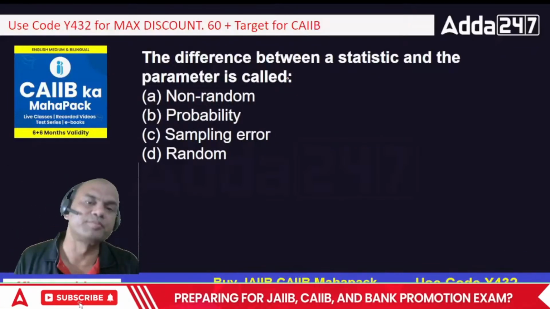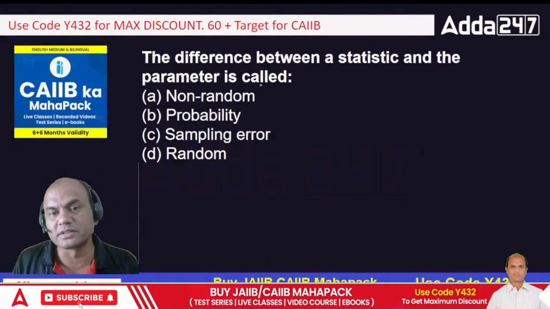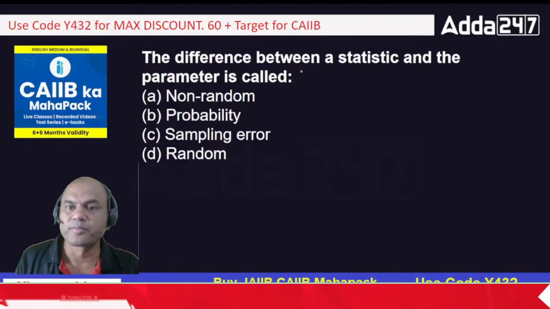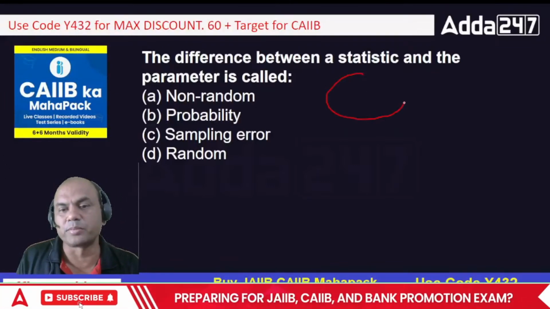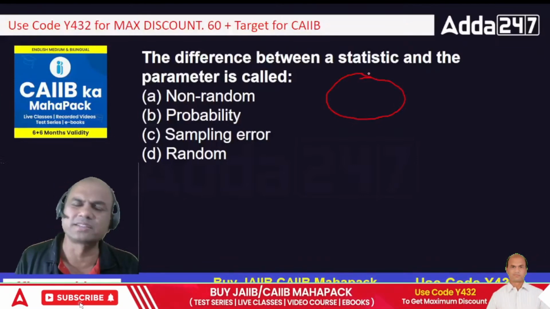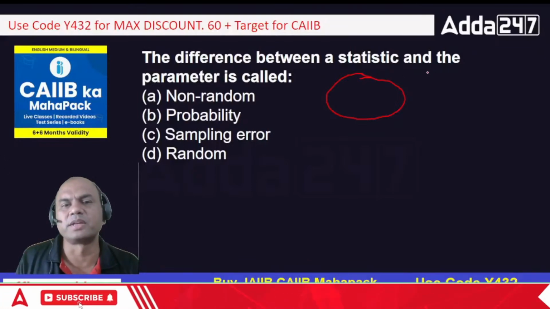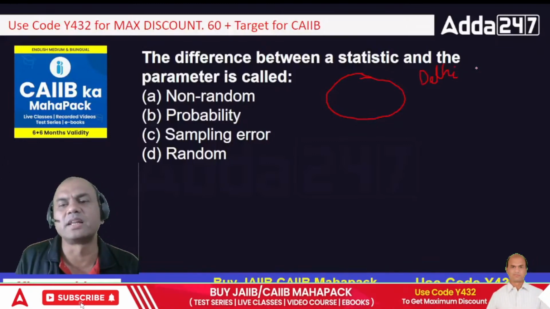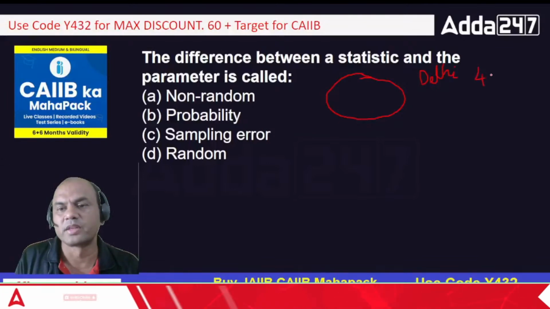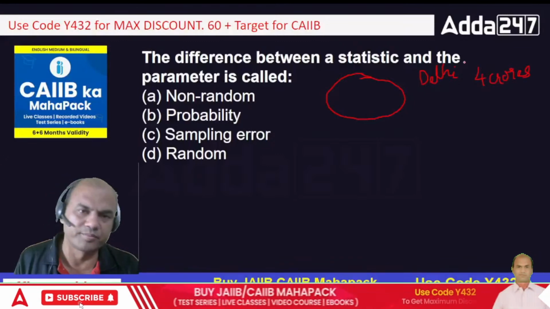See this second question. The difference between a statistic and a parameter is called as. This will clarify your doubts. Always remember, suppose this is the population. Let's keep it very simple. You are told to survey the city of, let's say, Delhi, and imagine Delhi's population is roughly, I don't know actually, maybe 4 crores. So you are told to survey Delhi.